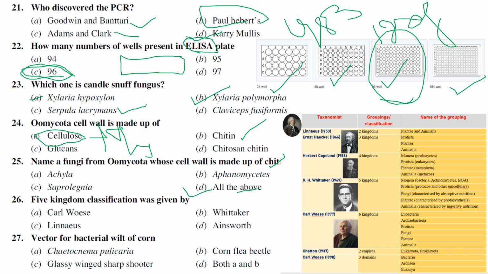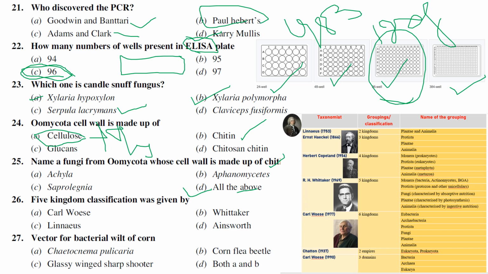There are only a couple of fungi from Oomycota. Even though they come under the Oomycota group of fungi, their cell wall is made up of chitin. Examples: Achlya, Aphanomyces, Saprolegnia, and one more fungus is also there, Leptomitus. So these four fungi, even though they come under Oomycota, their cell wall is made up of chitin.